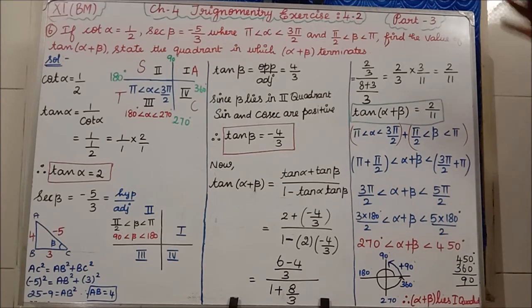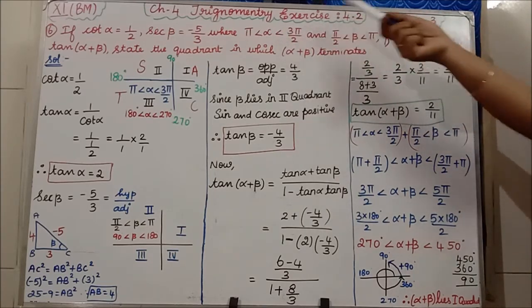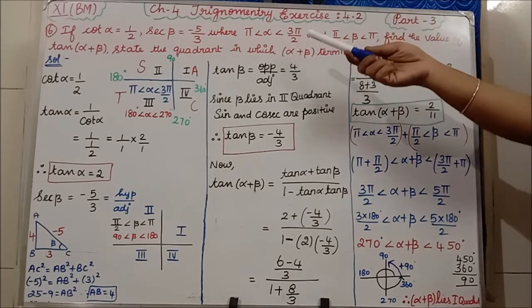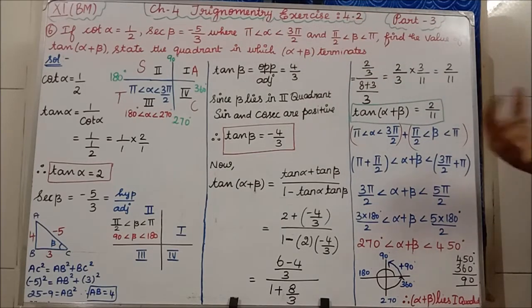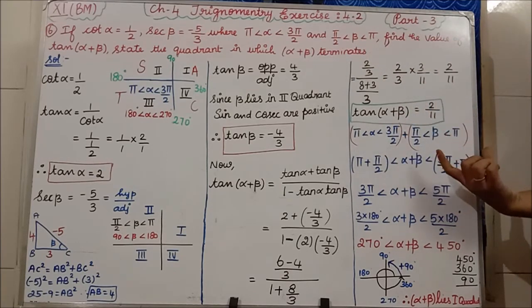Clear? Then in the question another thing they are asking us to find: in which quadrant this alpha plus beta lies. Clear? For that they have given some ranges of alpha and beta in the question. So using this we are going to find it. Okay. So what is the first range we have been given? Pi less than alpha less than 3 pi by 2. So that range I have written. I am adding it with the beta range, pi by 2 less than beta less than pi. I am adding both the ranges. Okay.